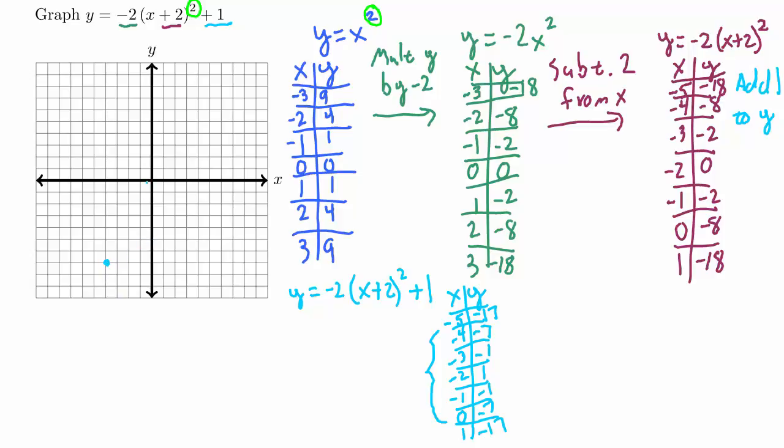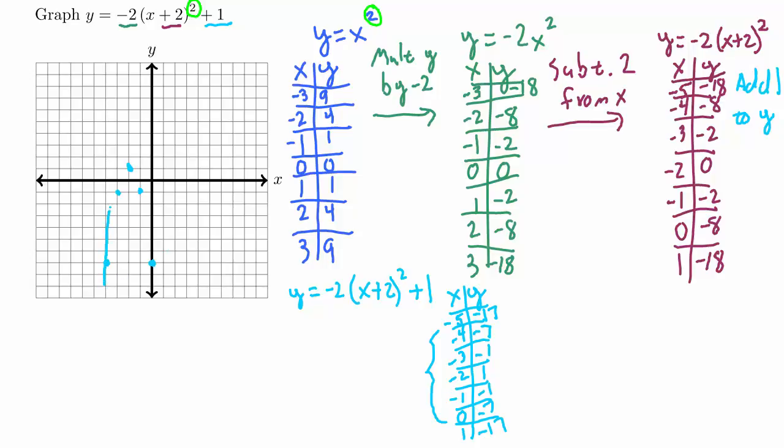Then I graph (-3, -1). Then (-2, 1). (-1, -1). And (0, -7). There you go. You should be able to see that parabola there.